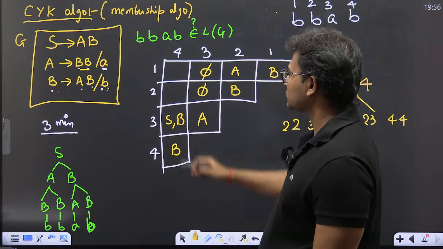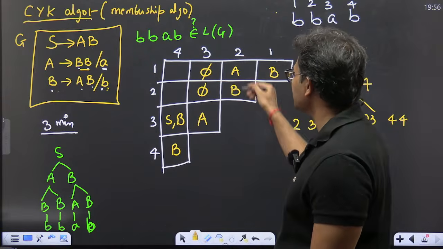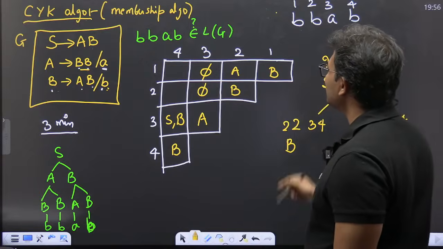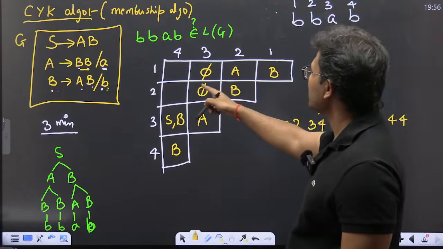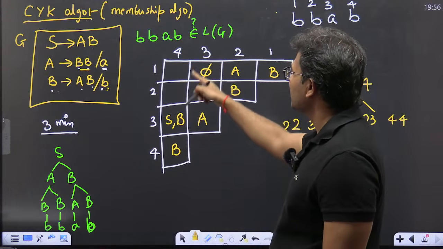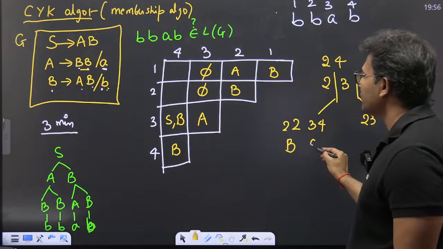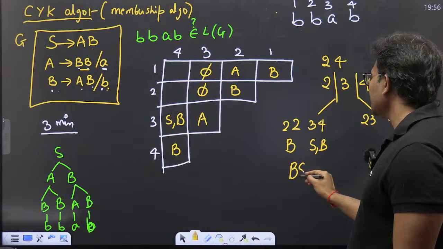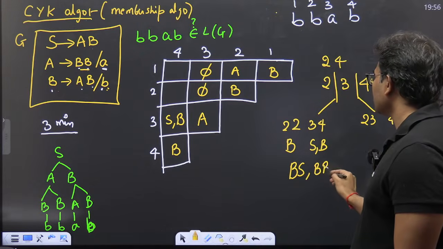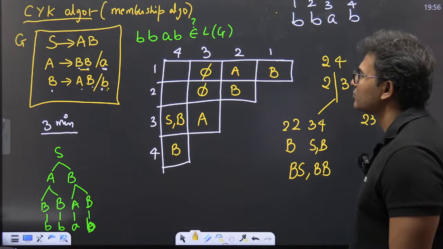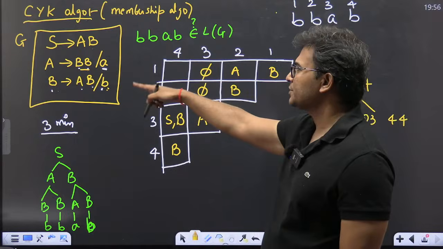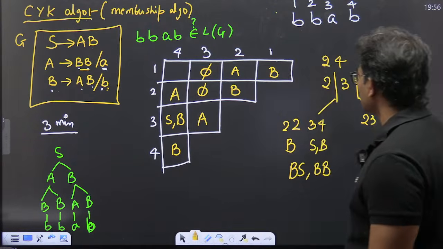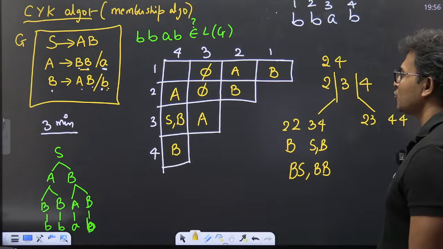So 2 2 is B. And 3 4 is S comma B. So it is going to be BS comma BB. BS is not present. BB is present. Therefore, you are going to get A here.